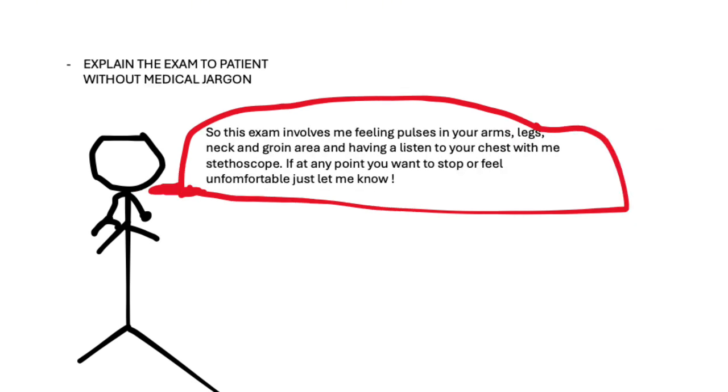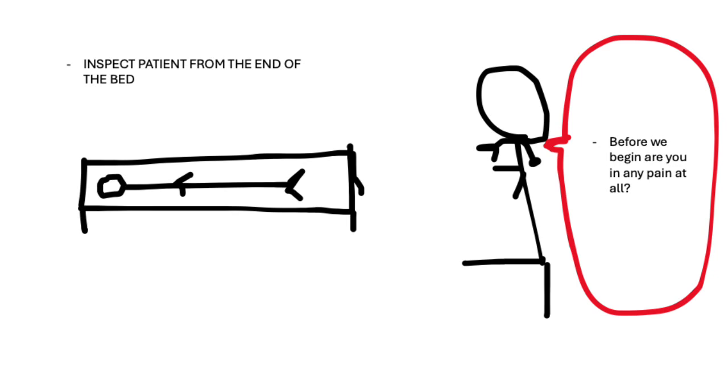Next, explain the procedure in simple, non-medical language. This assessment will involve me checking the pulses in your arms, legs, neck, and groin. I'll also be listening to your heart with my stethoscope. If anything feels uncomfortable or if you'd like to stop at any time, just let me know. And before starting, always ask, are you in any pain at the moment?